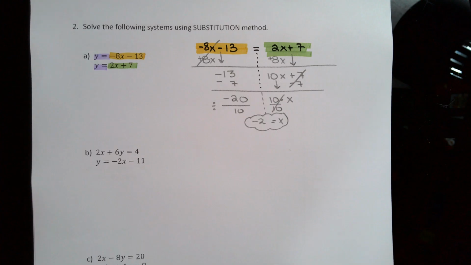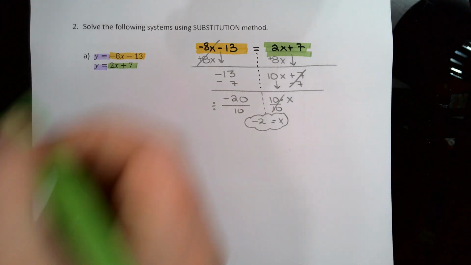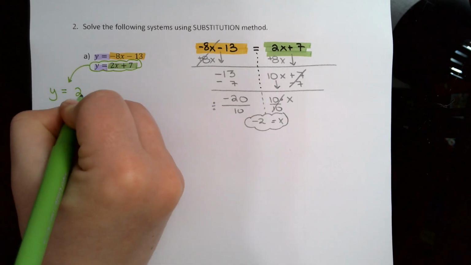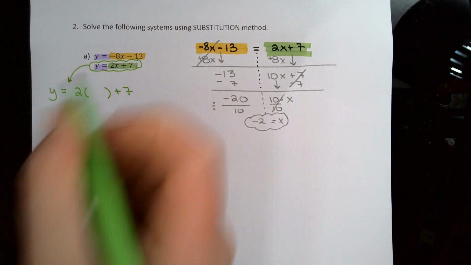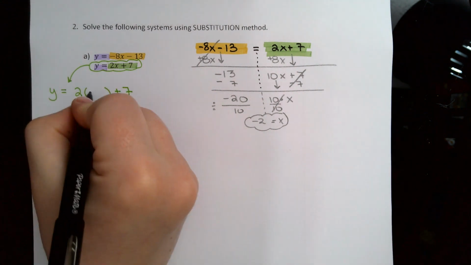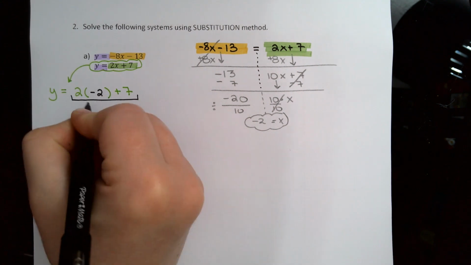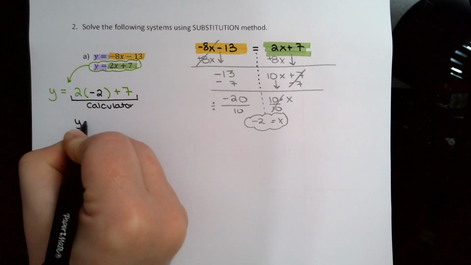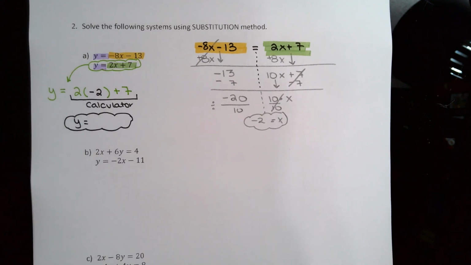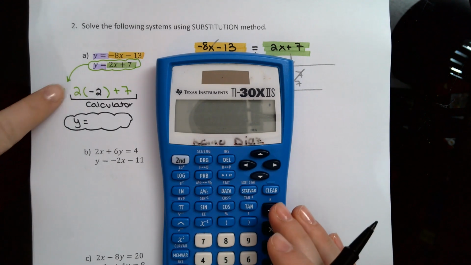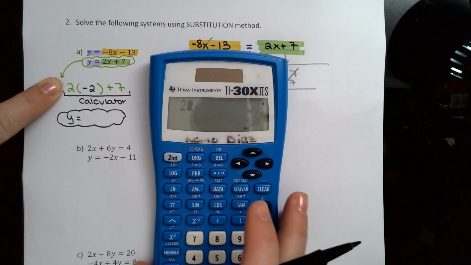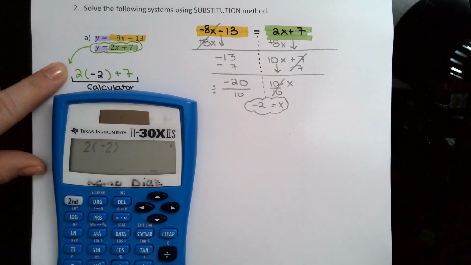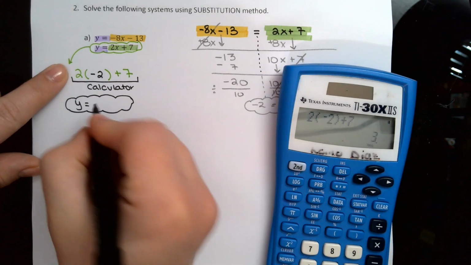Now, to find y, you're going to pick up one of your originals. So I'm going to choose this bottom one because it's on the bottom. It doesn't matter. And I am going to open up for x to put in the value of negative 2. Now, this section, all of it, you can type into the calculator, pressing enter once, and you will get your y value. When you type this into the calculator, you want to type it in exactly how you see it. So 2, open, negative 2, close, plus 7, and it gives you 3.